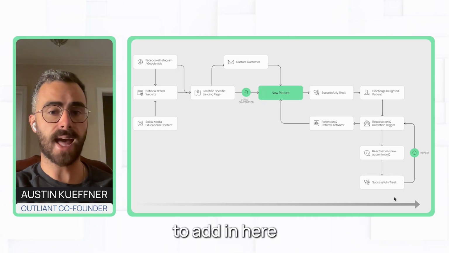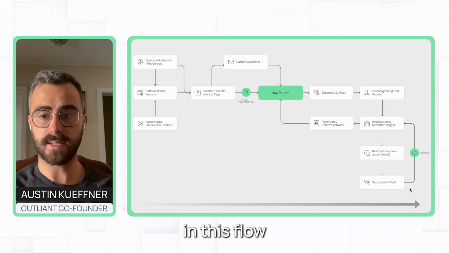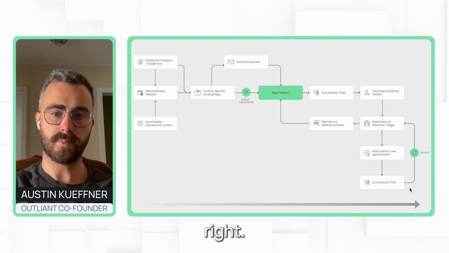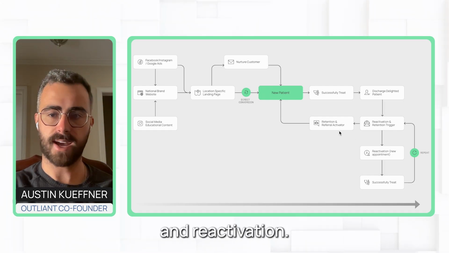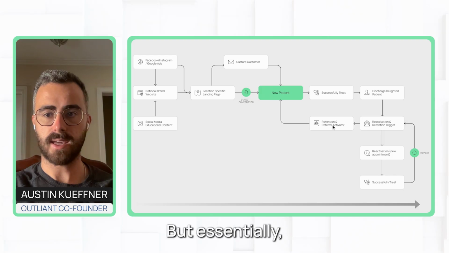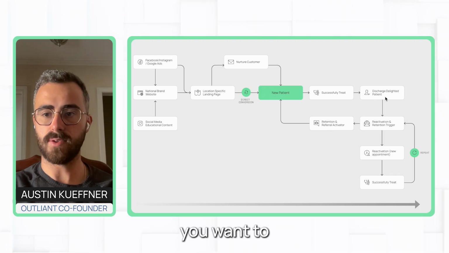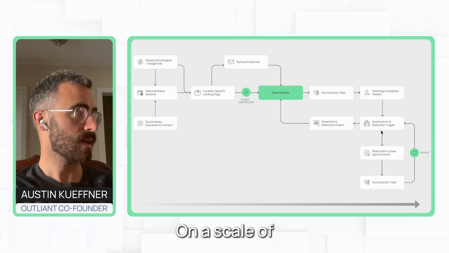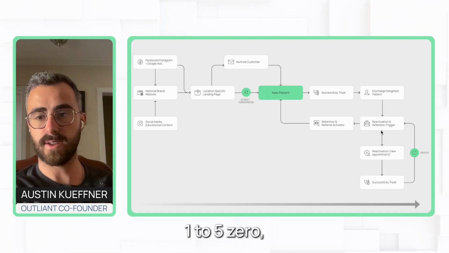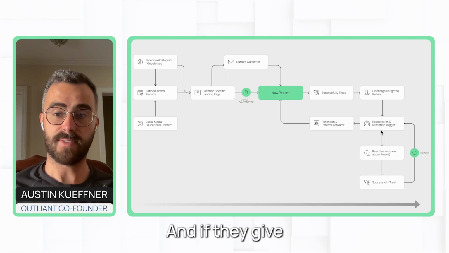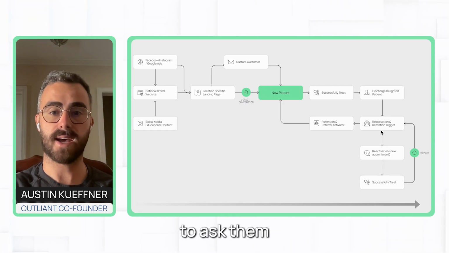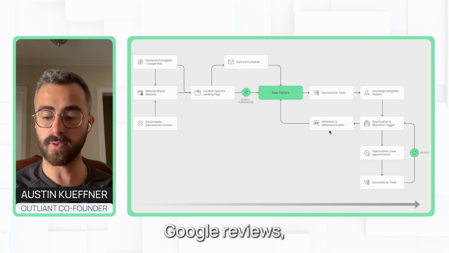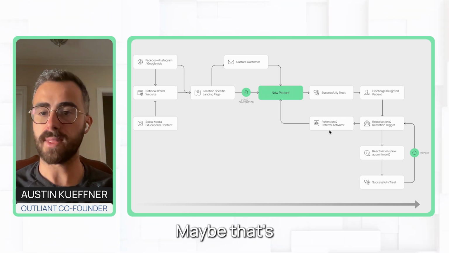I think another thing to add in here that may not be in this flow chart is getting reviews, right? Maybe that fits in the retention and reactivation. But essentially, after you treat a patient, you want to send them an email asking them for feedback, right? On a scale of 1 to 5, I mean, 1 star or 5 star. And if they give you 5 stars, then you want to ask them to also leave you a review on whichever review site you choose. Maybe that's Google Reviews, maybe that's Healthgrades, maybe that's Yelp, right?